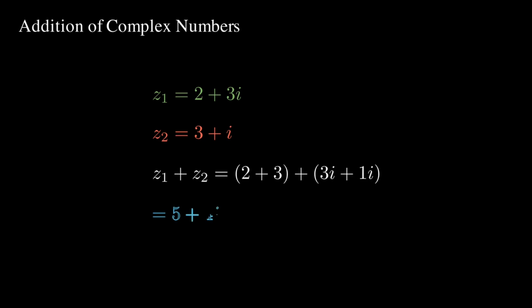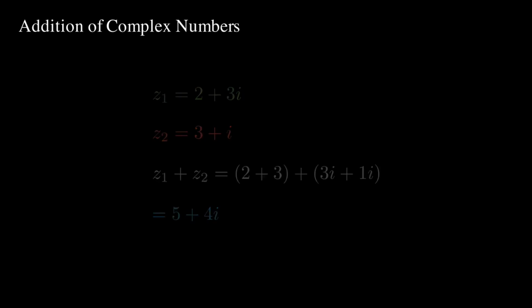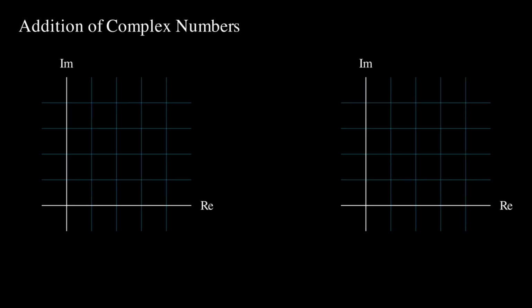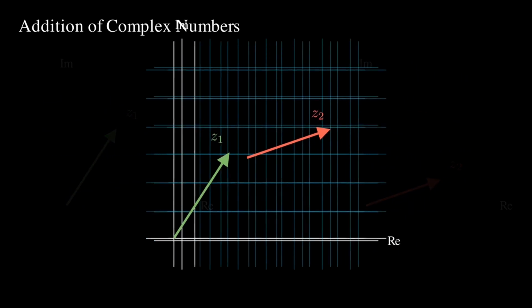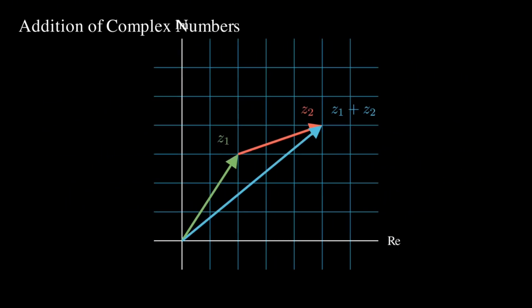Addition of complex numbers is quite straightforward. You simply add the real parts to the real parts and the imaginary parts to the imaginary parts. Geometrically, if you represent a complex number as a vector, it's like moving the tail of one vector to the head of the other. The resultant is then the straight line from the origin to the head of the final vector.